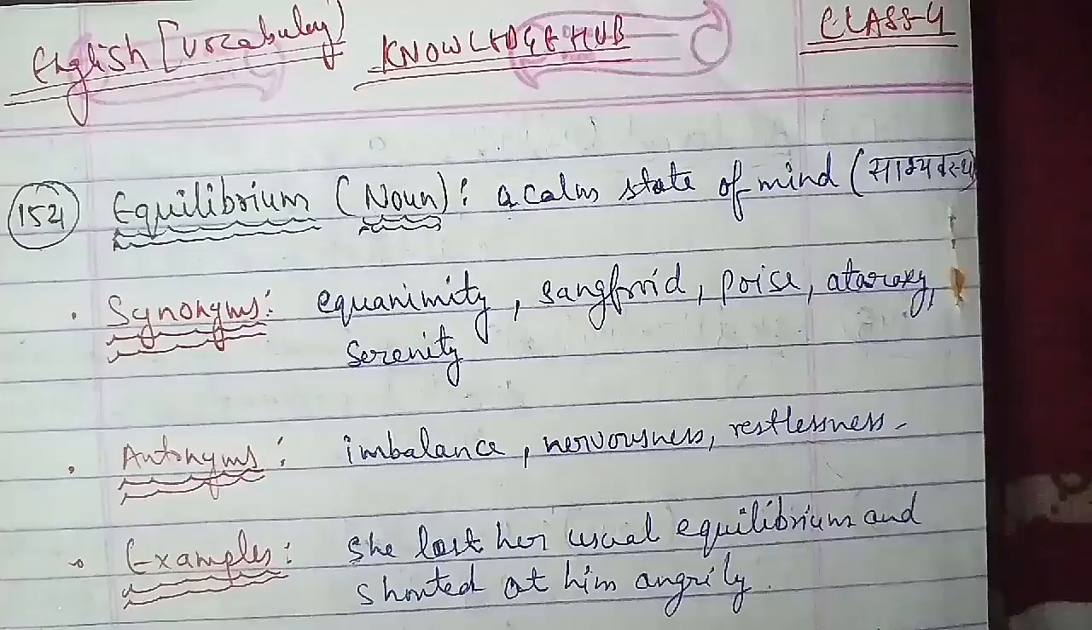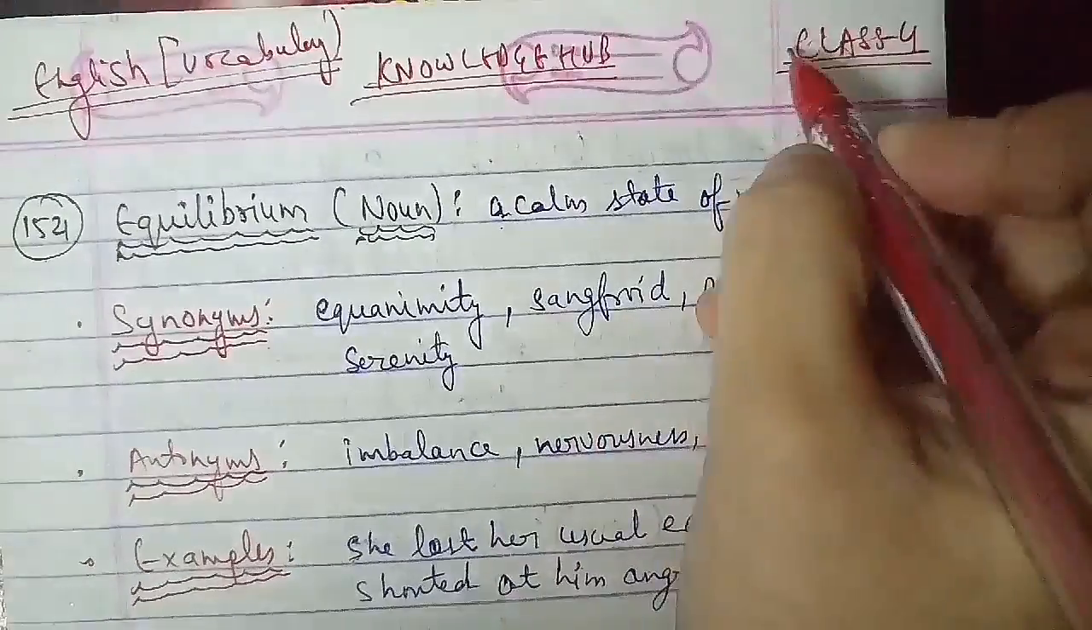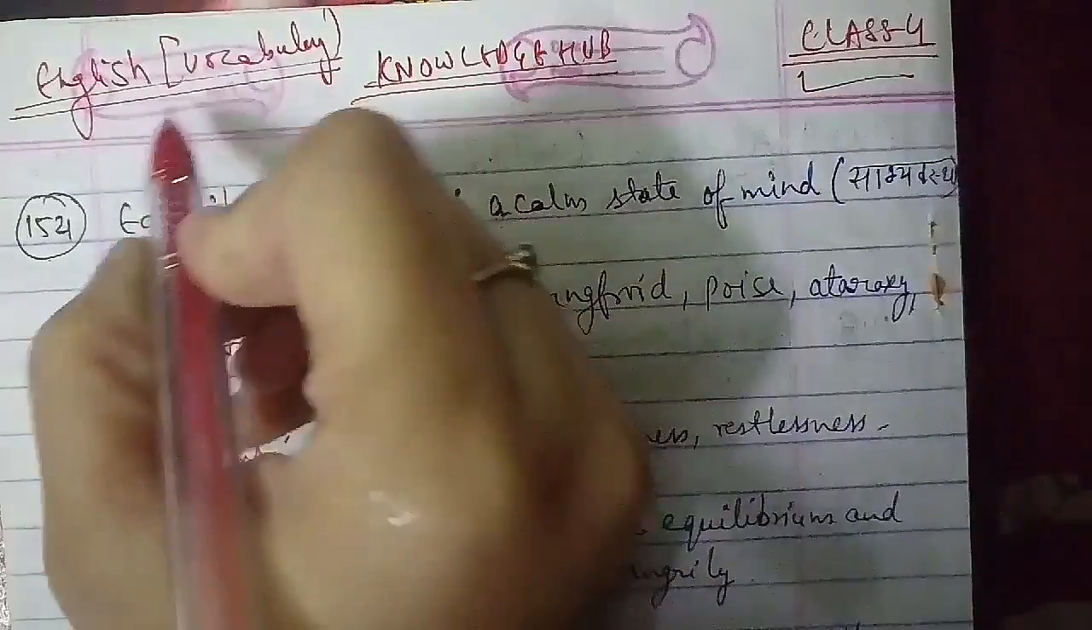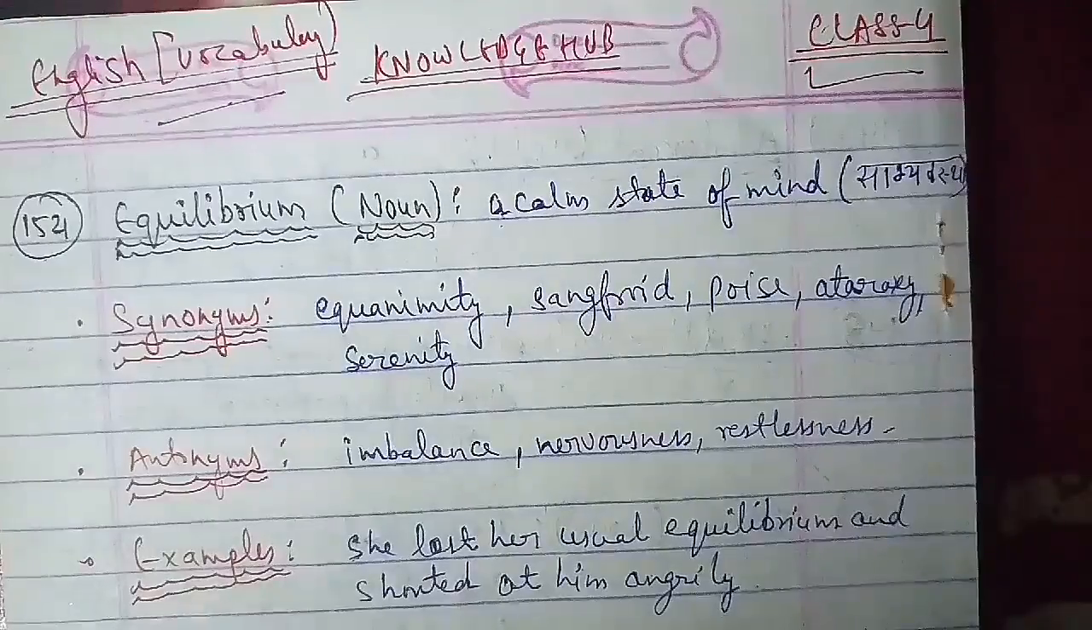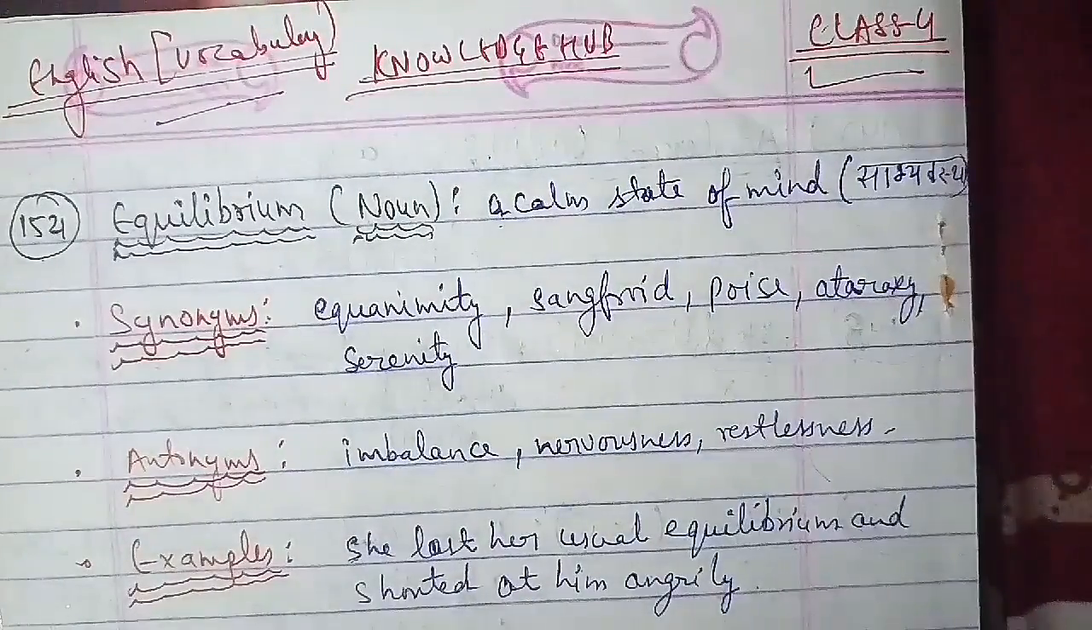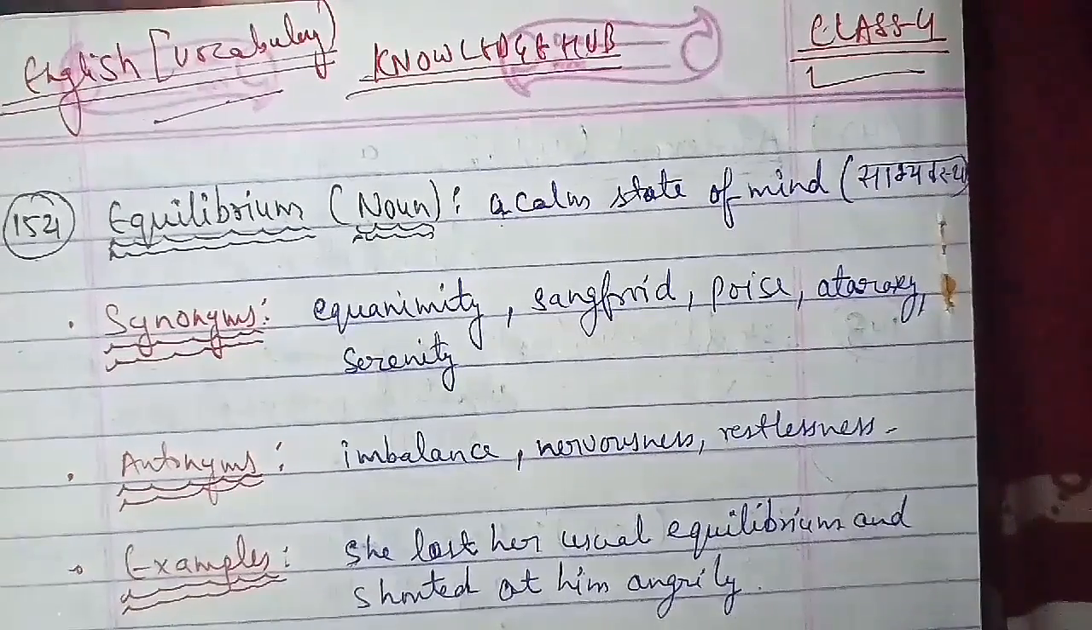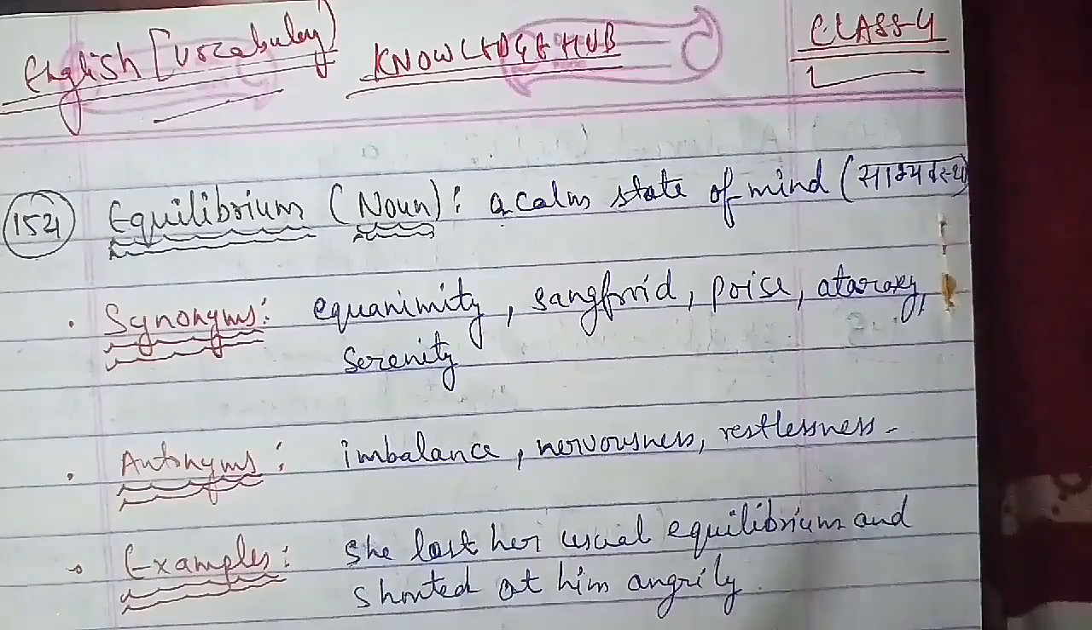Today we're going to start with your English vocabulary lecture. This is lecture number, class number 4, and we have to start with English vocabulary here. As you know, we covered 153 words of English vocabulary in the last class, class 3.